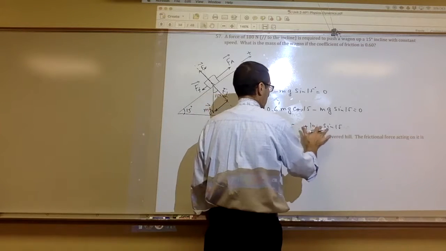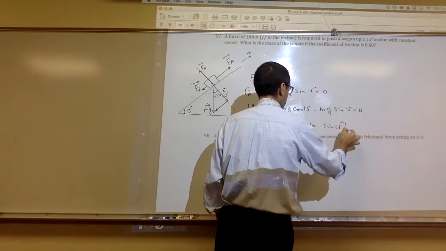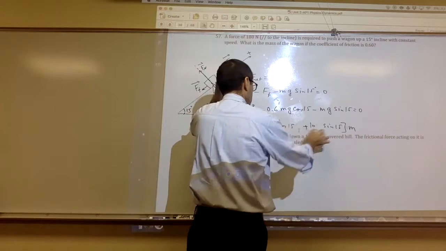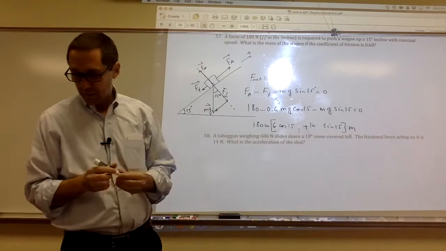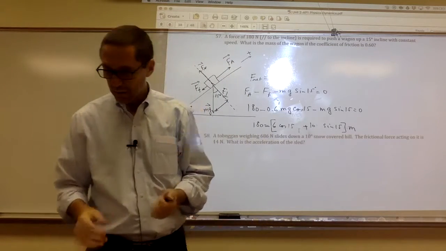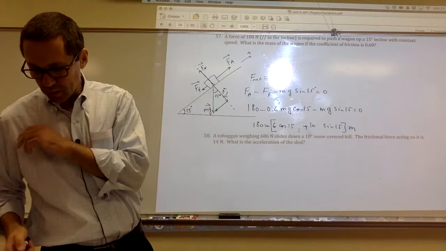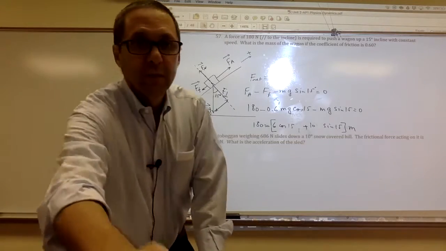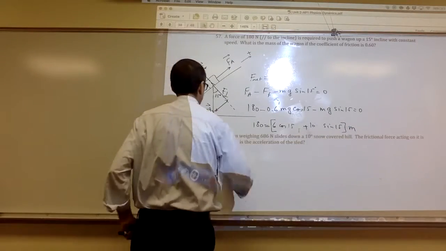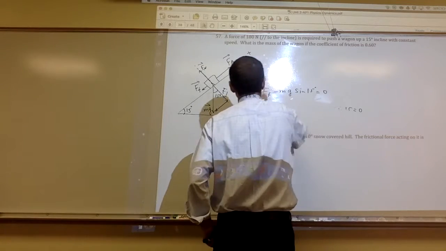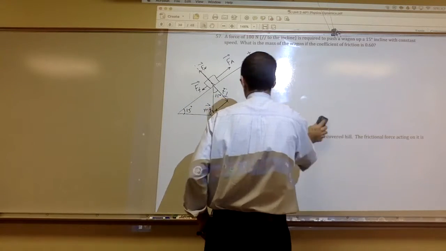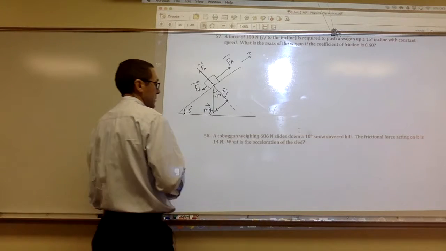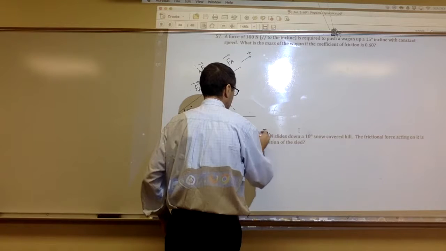Factor out an m. Okay. I hope you can follow the algebra here. You just pretty much calculate what's in between these brackets and put it under 180, and you should get 21.47 kilograms. Okay. 58. So the object weighs 686. So that's the Fg. That's, in other words, the mg.